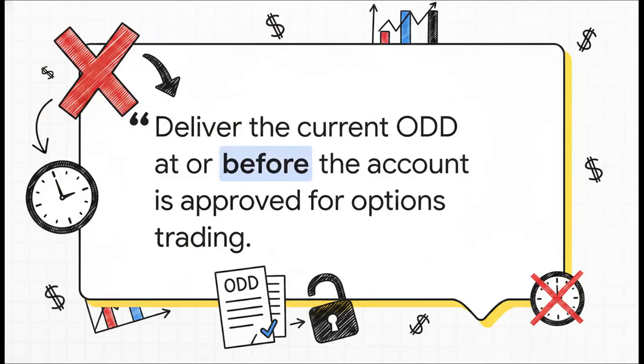Okay, listen up. Here is a massive exam trap directly from the source material. ODD delivery is a condition of account approval. Deliver the current ODD at or before the account is approved for options trading. Read that again, let it sink in. If Ollie waits until actually after Sam approves the account to send the options disclosure document, he has failed. And if you choose that on exam day, you're going to fail the question. It has to be at or before.